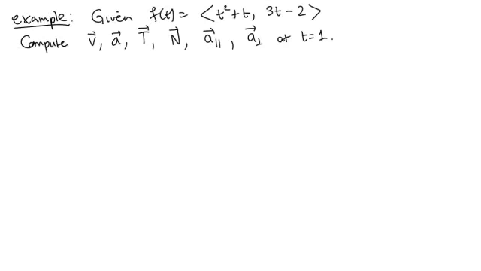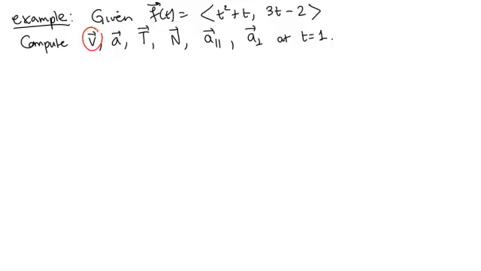Given the vector valued function f of t equals t squared plus t, comma 3t minus 2, compute the velocity, the acceleration, the unit tangent, the unit normal, the tangential component of acceleration, and the orthogonal component of acceleration at time equals 1. Whew, lots of things to check right here. Well, let's do this in small pieces.